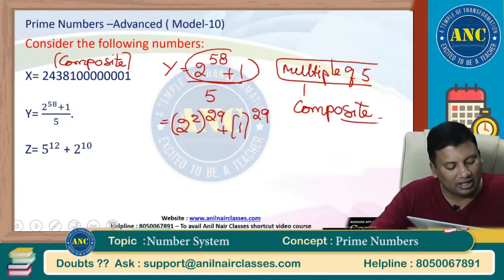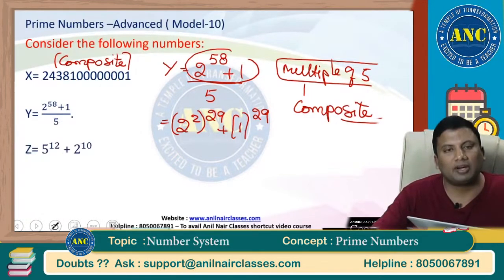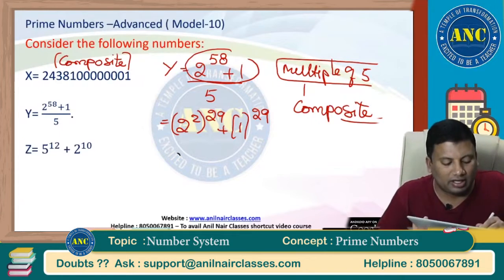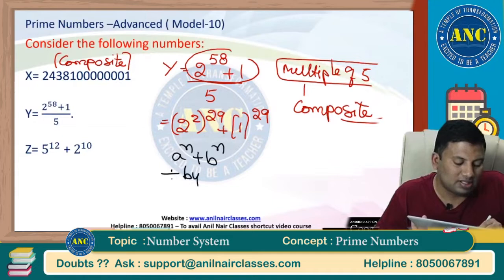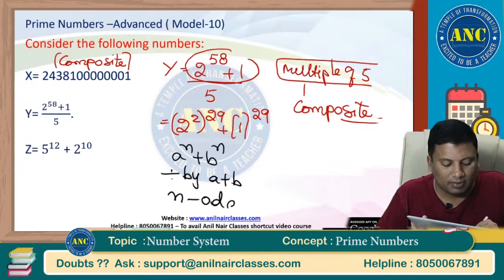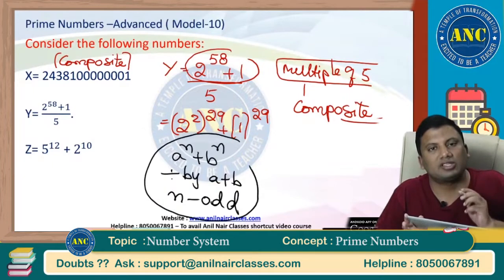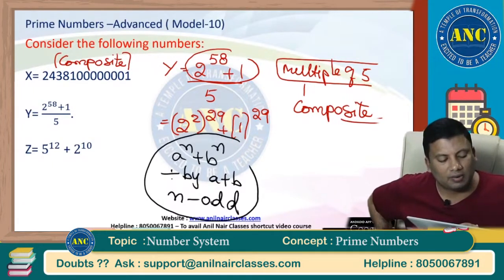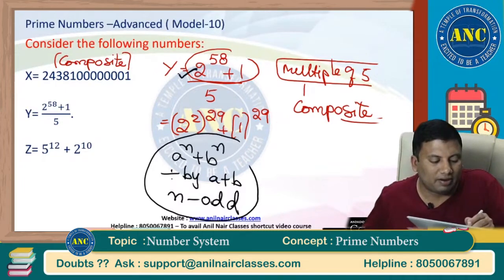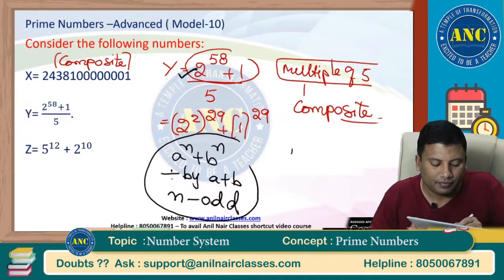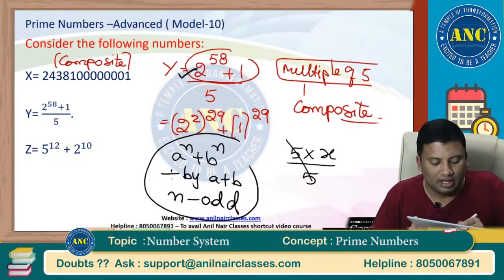2 power 58 is (2 square) power 29 plus 1 power 29. A power n plus b power n is always divisible by a plus b if n is an odd number. A cube plus b cube is (a plus b) into (a square minus ab plus b square). So it is perfectly divisible by 5. That means it is 5 into 5.